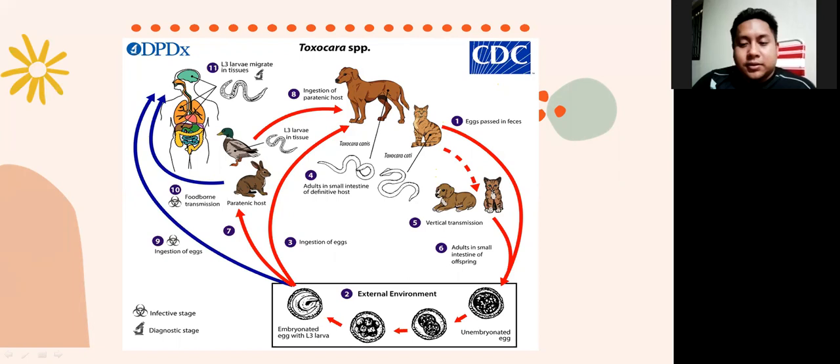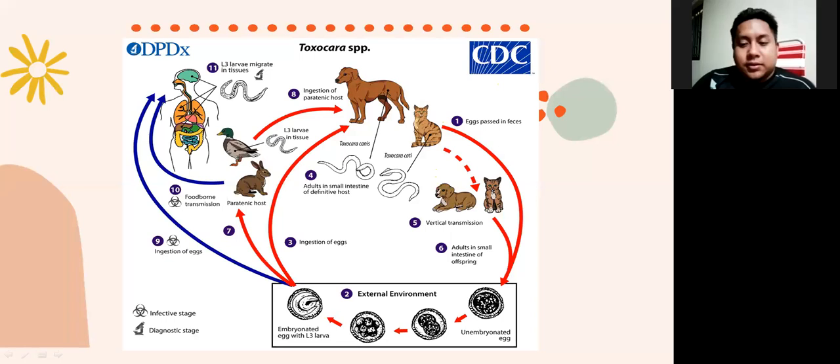Once eaten by humans or animals, the eggs hatch into larvae in the intestine. The larvae penetrate the wall of the intestine and spread to other parts of the body. This migration of larvae causes the symptoms people experience. After eating the eggs, it takes at least 1 week for symptoms to appear, but it may be weeks or months.